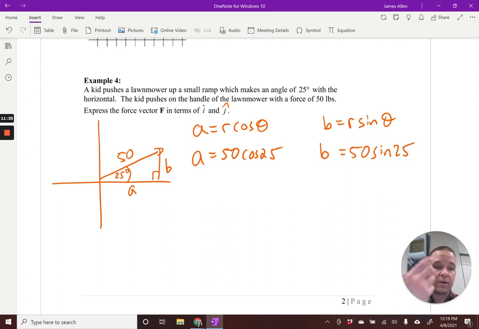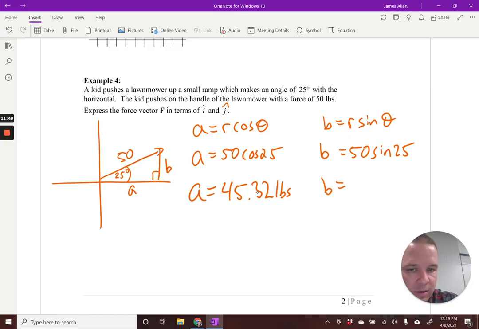Now we'll type that into our calculators, right? Stay strapped, TI-84. When we get to application, YORO, don't forget. And I already got it worked out off to the side here, so we're going to get A is equal to 45.32 pounds. That's a force in our horizontal direction. And then in our vertical direction, we've got 21.13 pounds. And it's helpful to put that in the context, right? The A is in the horizontal direction, the B is in the vertical direction.